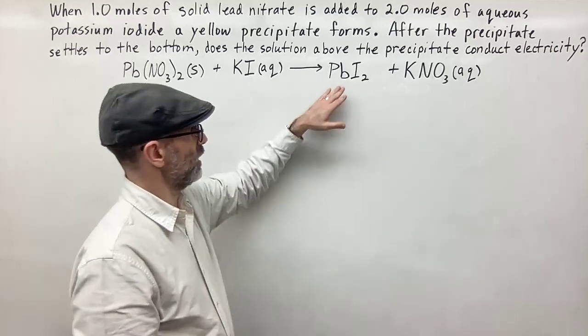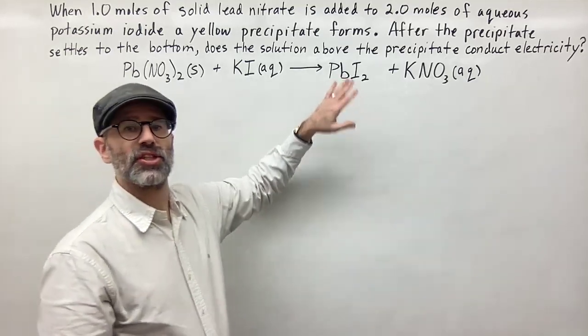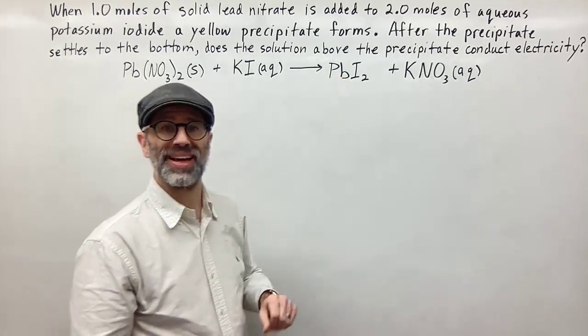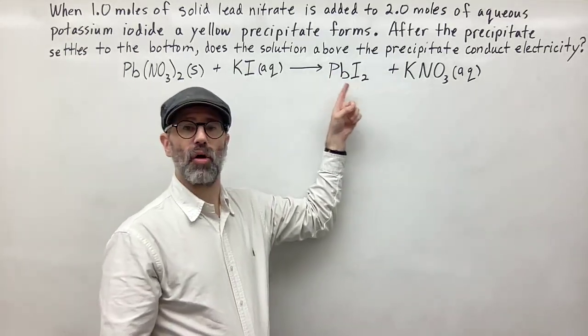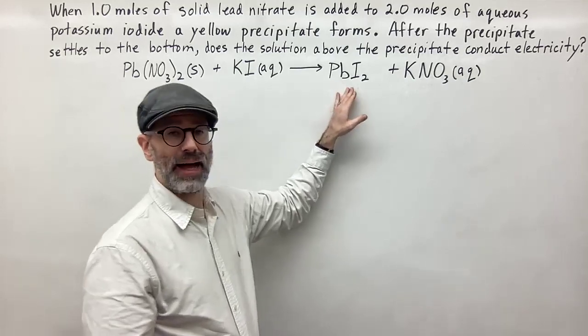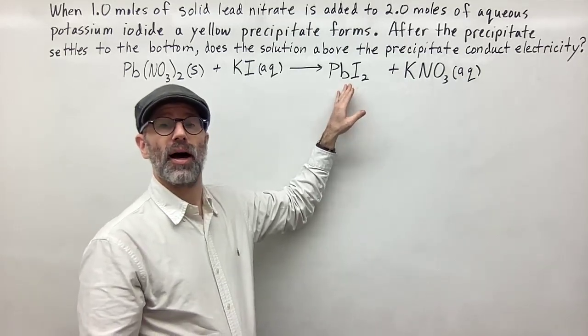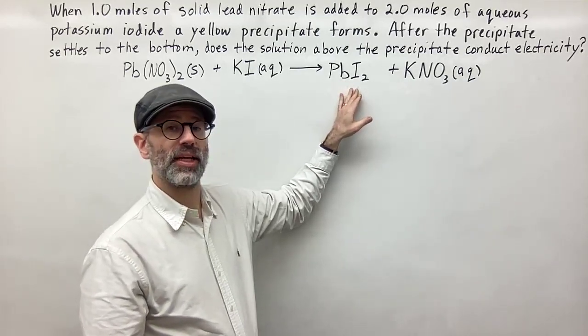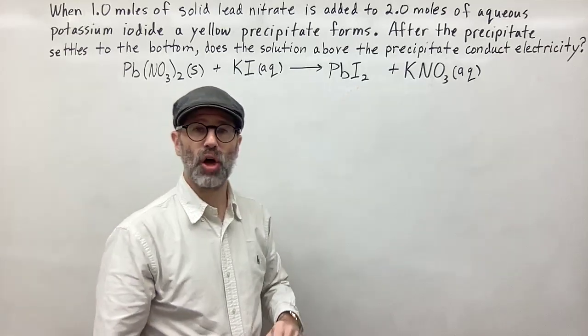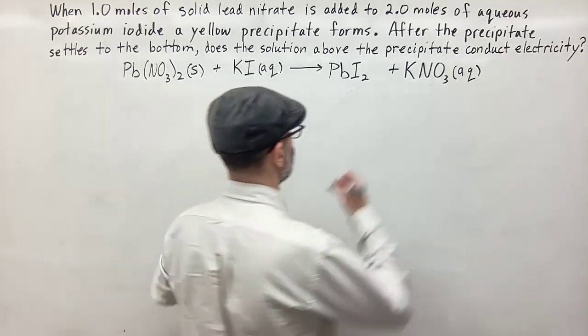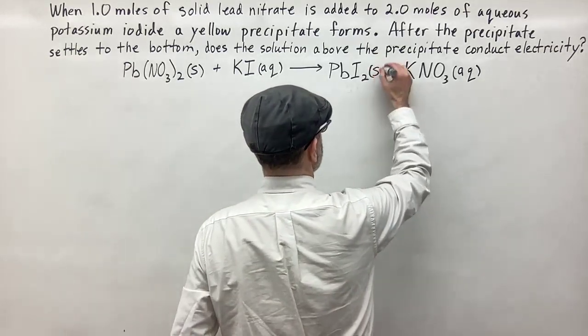So by the process of elimination, this must be our yellow precipitate. If you look up the solubility rules for lead and iodine, it'll say that all the halides are going to be soluble normally, except that one of the exceptions is lead. So lead iodide is not soluble. So that's going to be solid.